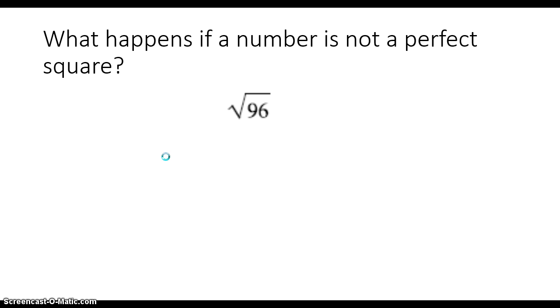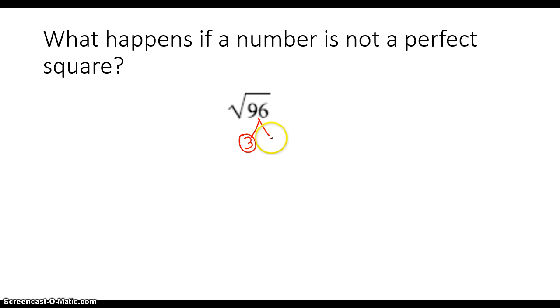So what happens if a number is not a perfect square? We know now that that means that number is irrational, but we can simplify that number as well. And you kind of already know the process. The first part is to make a factor tree. So we're going to find the prime factorization of 96.